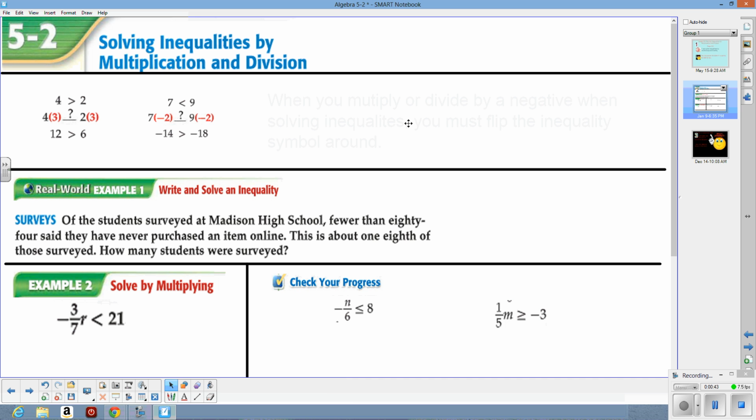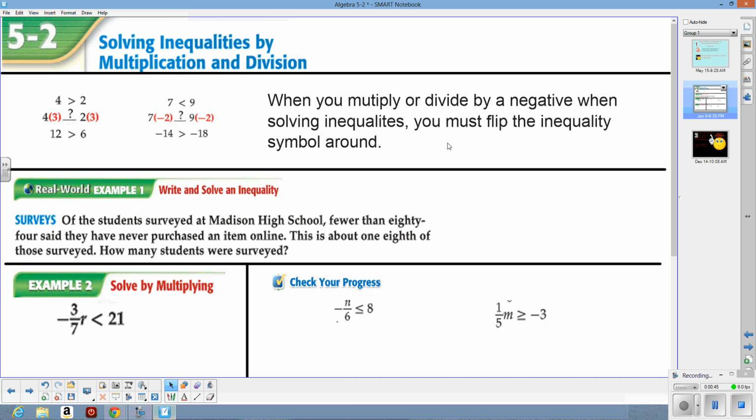You'll want to make sure to put in your notes that when you multiply or divide by a negative when you're solving inequalities, you must flip the inequality symbol around. I showed you why this is true with multiplying, but you could try this same idea with division and you would see that the same thing would happen. If you multiply or divide by a negative, you have to take the inequality symbol and flip it around.